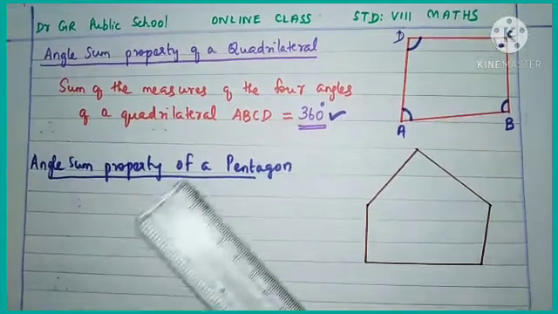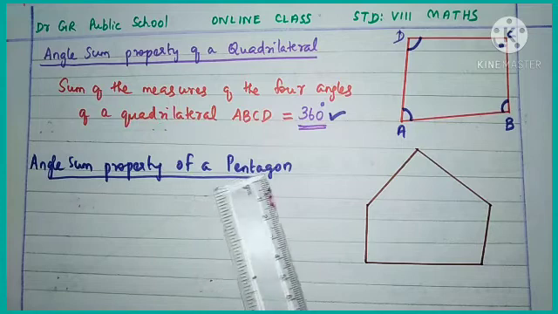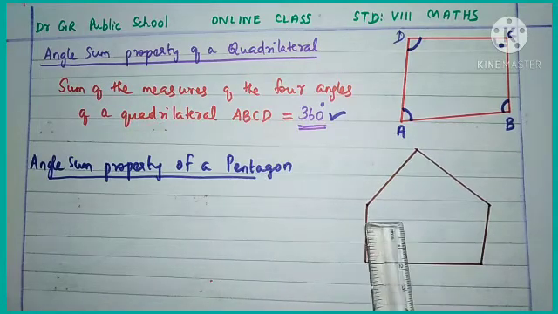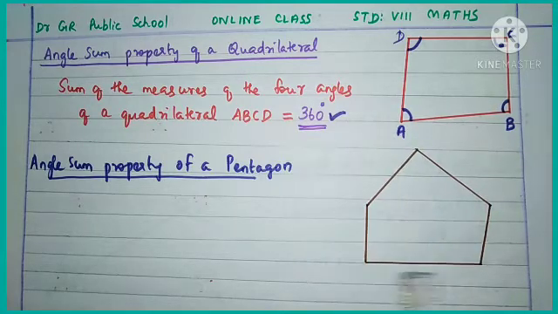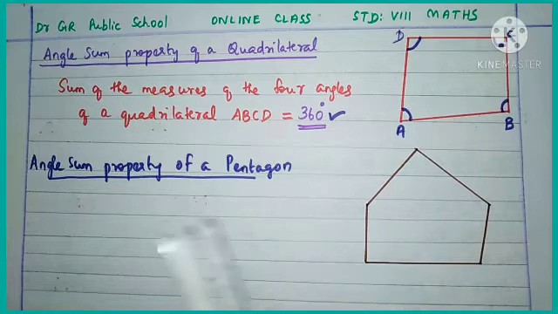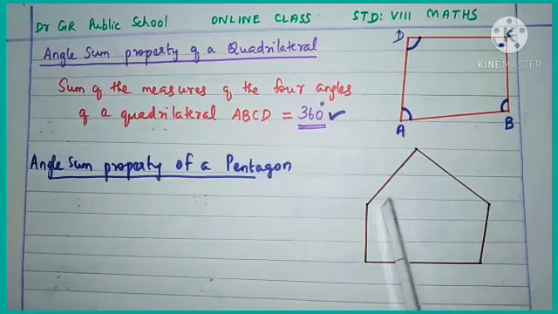Now children, we can consider another figure, that is a pentagon. What do you mean by pentagon, children? A pentagon is a closed figure having 5 sides. So here I have drawn a pentagon. Now what is the angle sum property of this pentagon? What is the total angle measure of this pentagon?